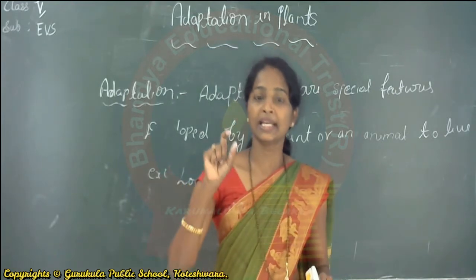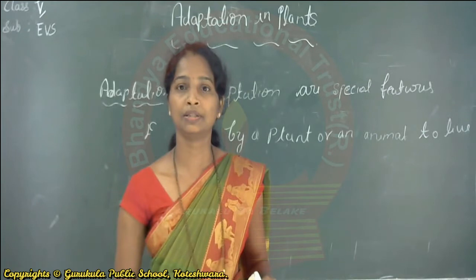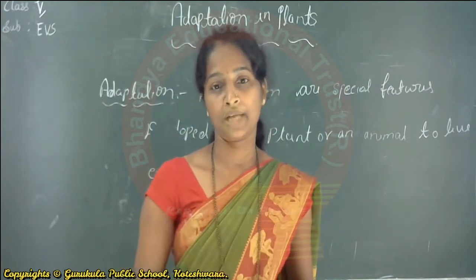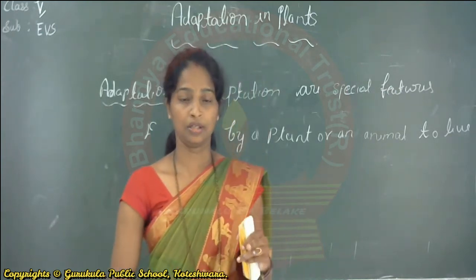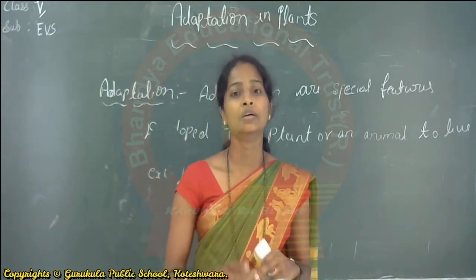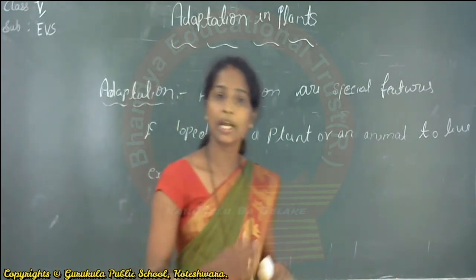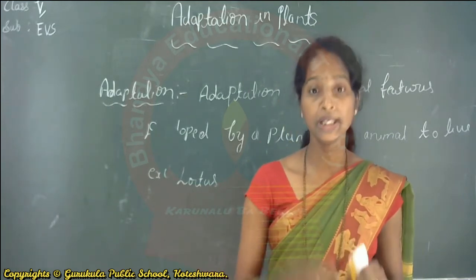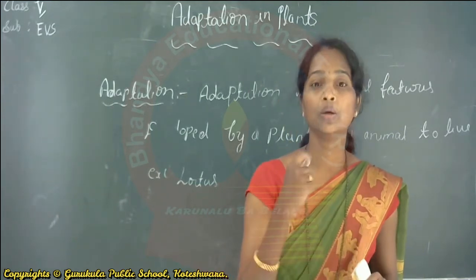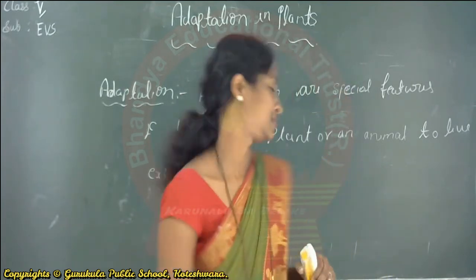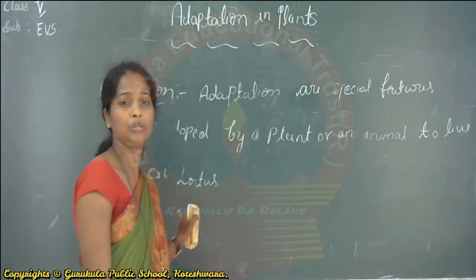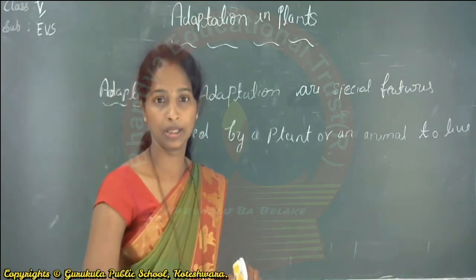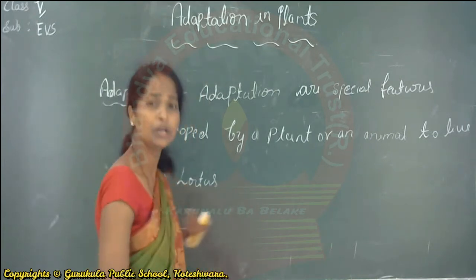For example, the cactus plant. You can see it in the desert. You know that, children. The cactus plant adapted itself to store water in the desert. Yes, that is an adaptation. They can adjust to the condition, weather and soil. That is adaptation.